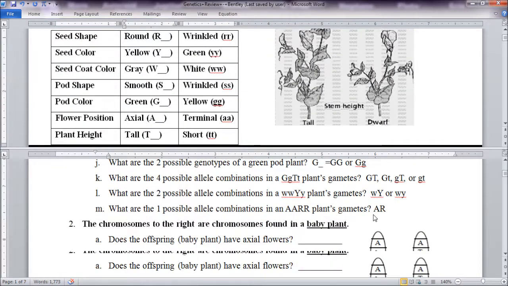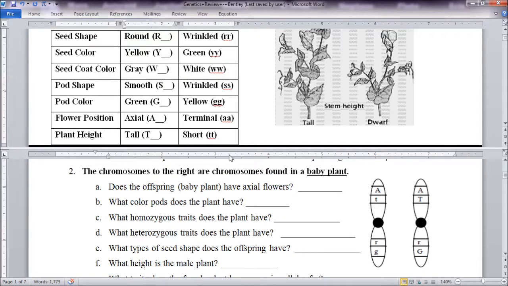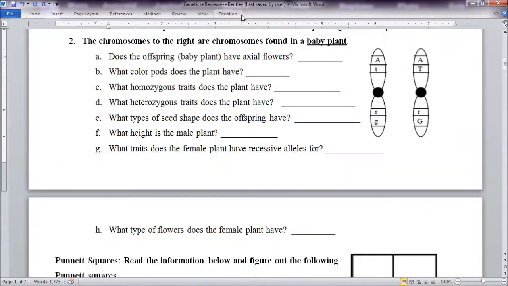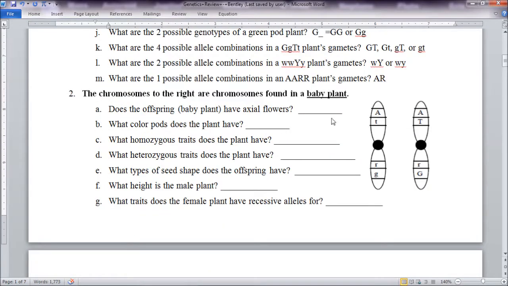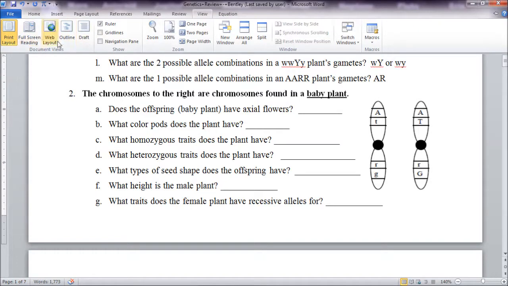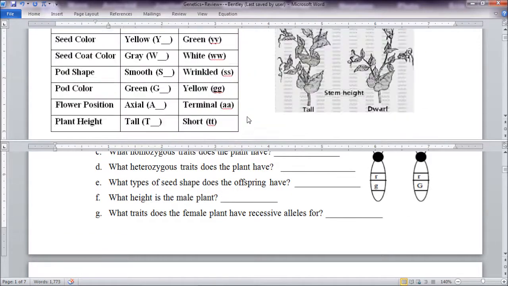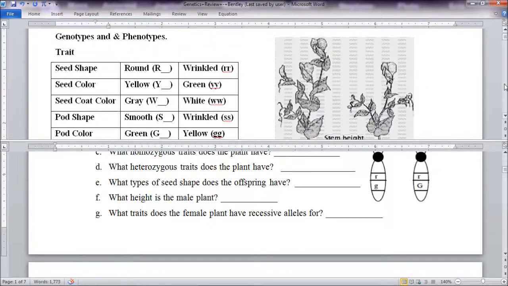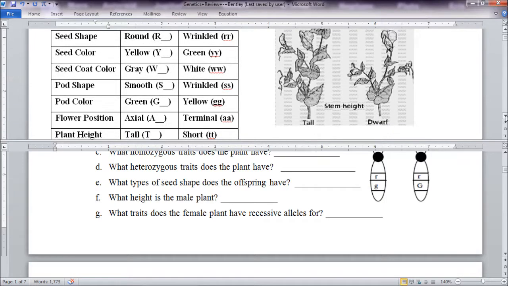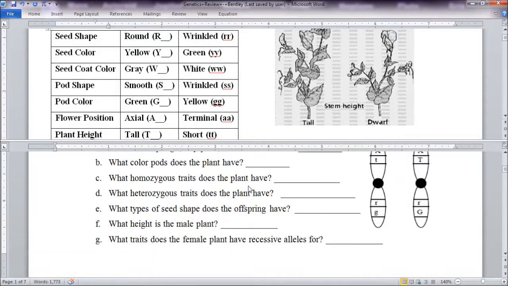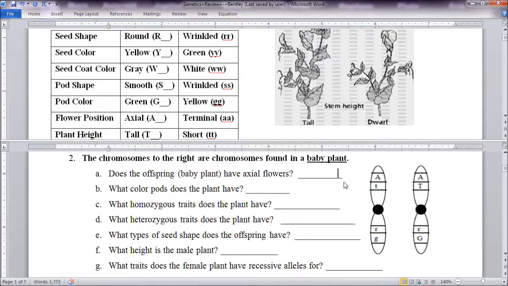Alright, so are we about done with those? Yes, we are. So I'm going to remove this split screen, and we're just going to go on from there. So it says, does this baby... Oh, we weren't done. My bad. Where's my split? There we go. Put that there. Scroll that up, and... There we go. Okay, so the first question asks, does the plant have axial flowers?